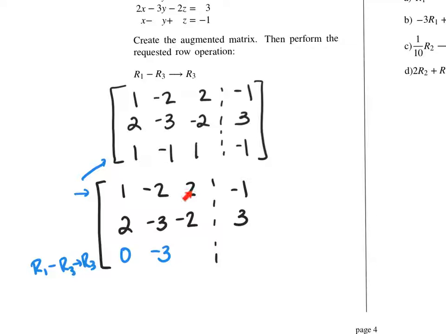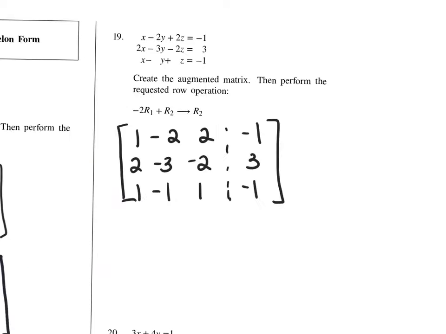We're going to take 2 and subtract 1. We get negative 1. Then we're going to take this negative 1 and subtract off a negative 1. So that's negative 1 minus a minus 1. So negative 1 plus 1 gives me a 0. So here is the new matrix created by subtracting row 3 from row 1 and getting the new row 3.